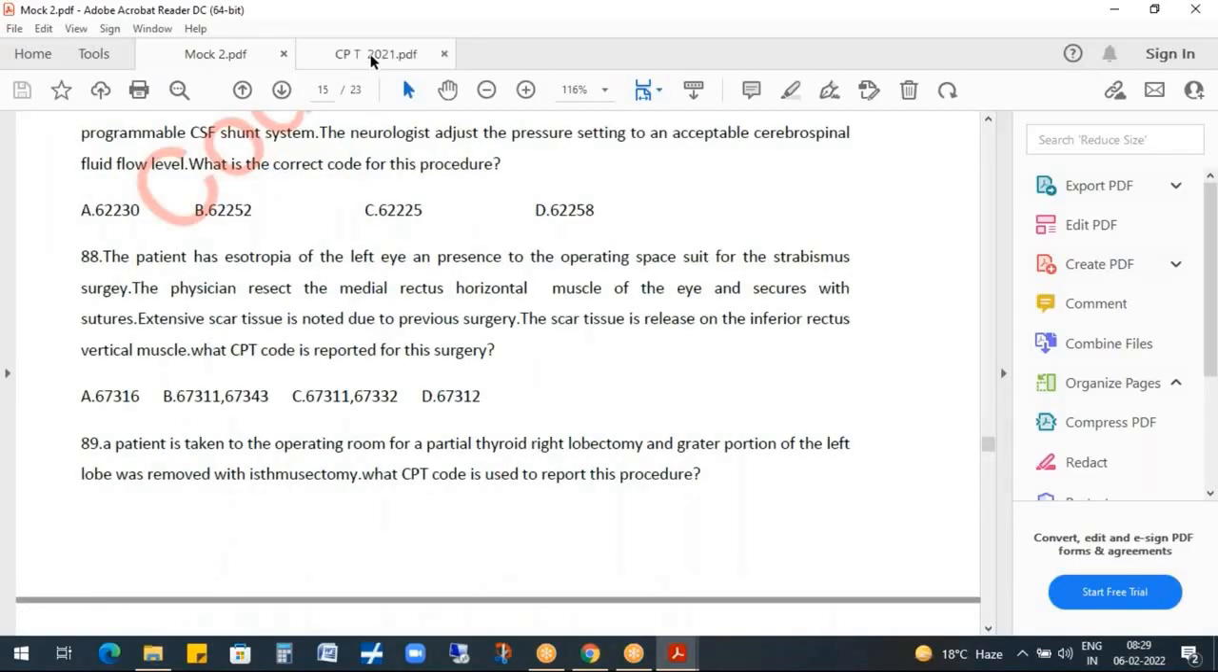You can see here, one is a detachment procedure, another one is only a scar releasing procedure. That scar releasing procedure comes in the 343 only. You can read the code description properly, Sunil. Okay, 88. Sir, if it is the same muscle, we can consider 67332. Yes, you can consider 67332. Okay, sir.